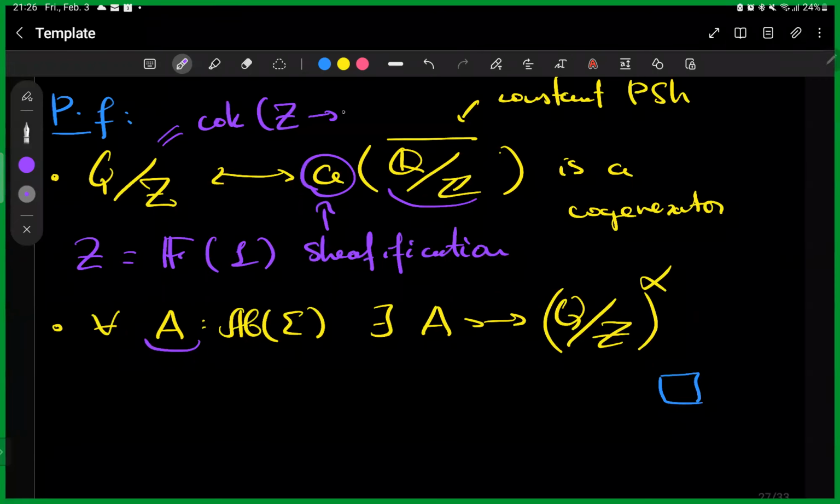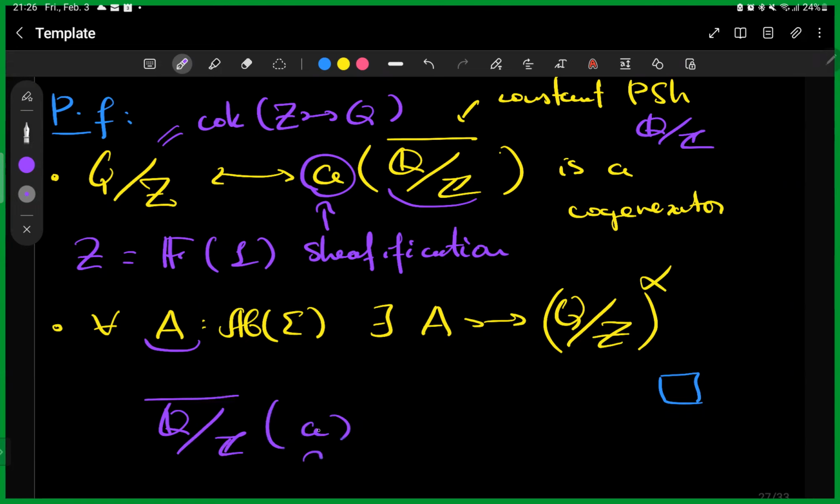And the bar line means what? It means the constant pre-sheaf. So constant means that we have the same value. If we have an object of our site, then the value on this object is precisely this abelian group.